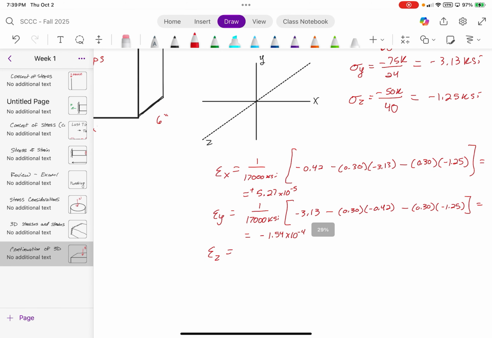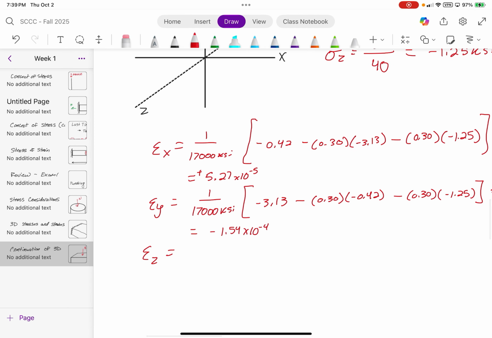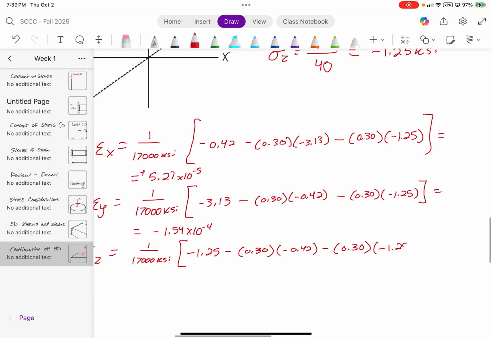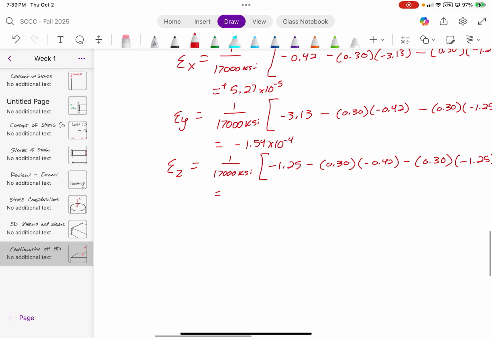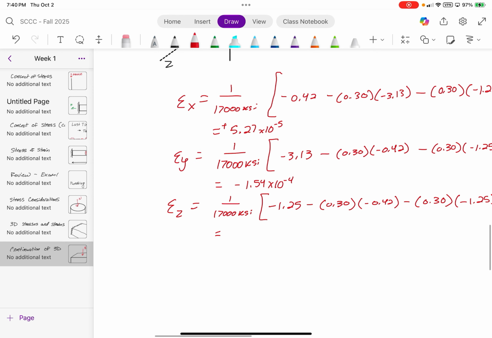And what about epsilon z? You just throw that in as 1 over 17,000 KSI times negative 1.25 minus 0.30 times negative 0.42 minus 0.30 times negative 1.25. And the strain for that was what? This one I also got negative. Is that wrong? If that's what you got and whatever other people got, then it must be correct. All right, I got negative 1.102 times 10 to the negative fifth.